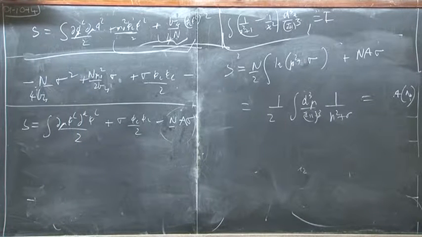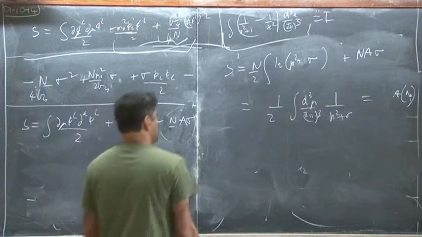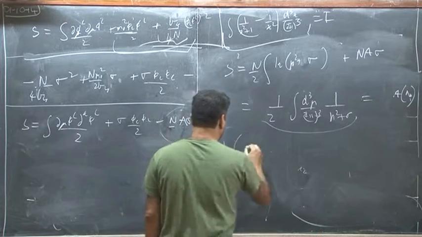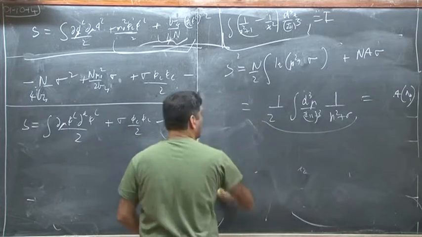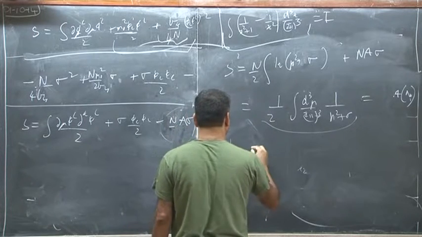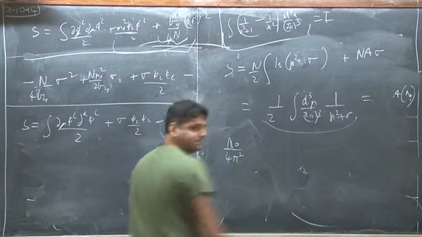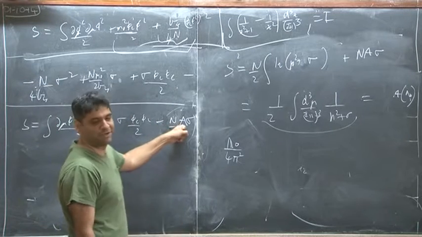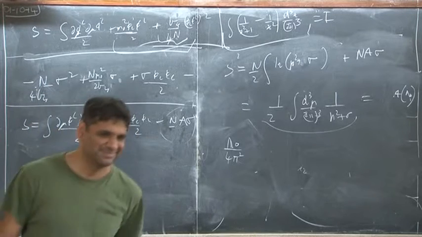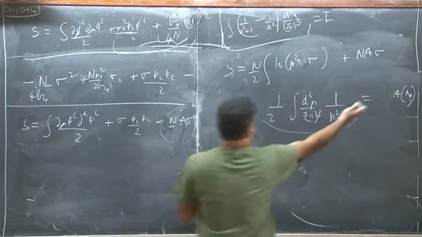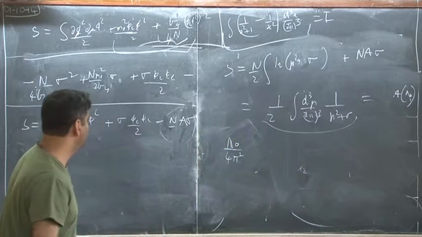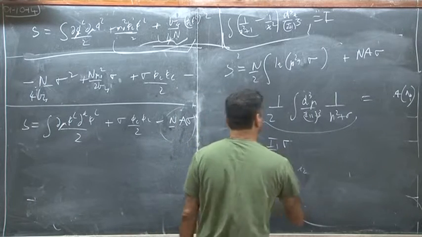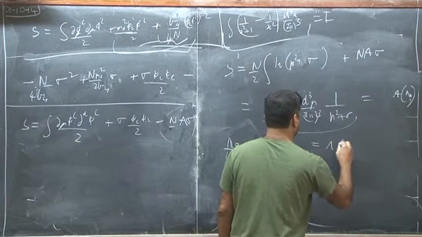Okay? And now, once again, I do the same analysis that I did before. This left-hand side here is, what was it? It was 1 by 4 pi squared lambda naught. Ah, I just changed my definition. I redefined A to minus A, just to have a plus sign. Okay. So lambda naught by 4 pi squared plus this I1 by 2 sigma is equal to A.